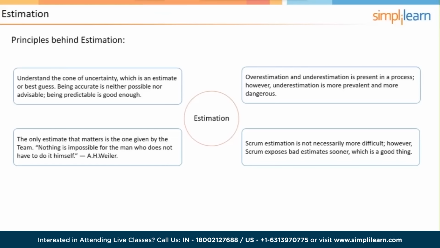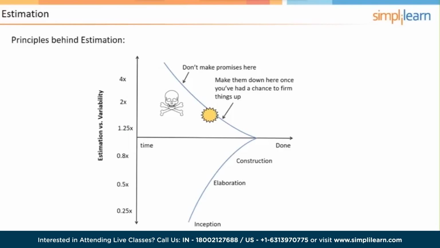Let's start at the top left. The principles behind estimation. Understand the cone of uncertainty, which is an estimate or best guess to begin with, and then progressively becomes more accurate. In fact, let's just take a break and look at the cone of uncertainty.